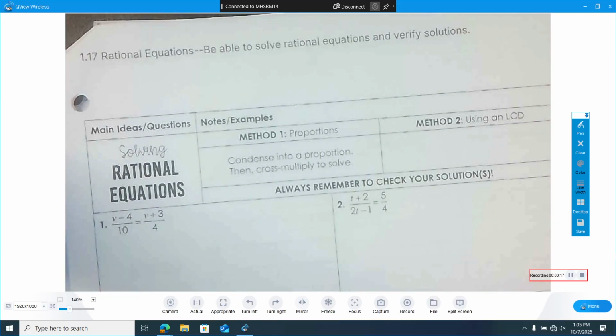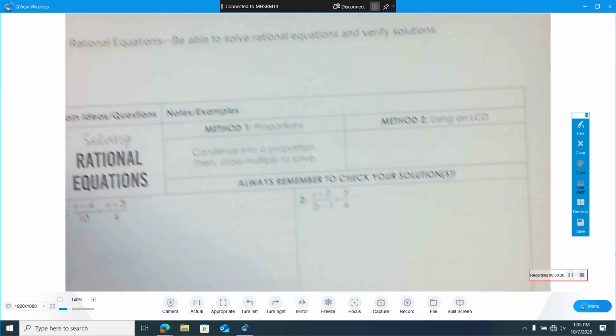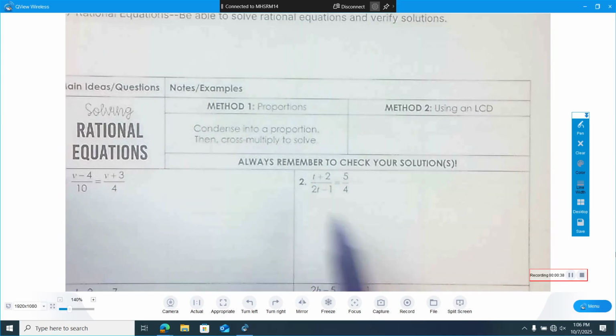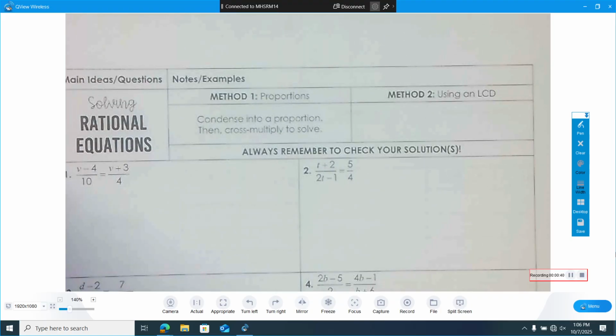Okay. So we do need to be a little bit careful as we work these equations out. Always a good idea to plug it back in and see if it actually works. All right, here we go. Rational equations are basically fractions. You can see what we're looking at here.